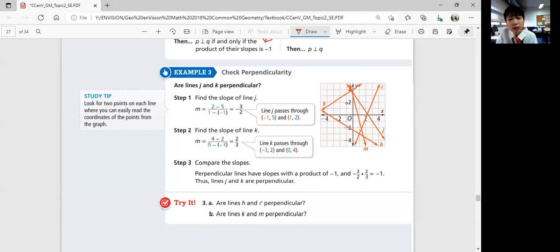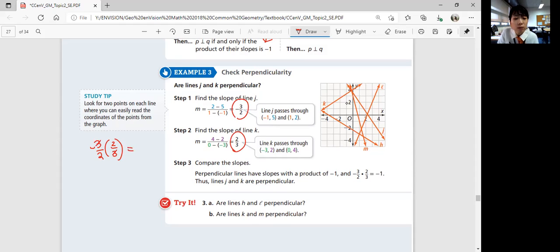So I'm going to skip steps 1 and 2. Look for 2 points on each line where you can easily read the coordinates of the points on the graph. Then you have slopes -3 over 2 and 2 over 3. Let's check. Well, they're not going to be parallel, right? Obviously, they're not the same number, but for checking for perpendicularity, you're going to multiply the slopes.